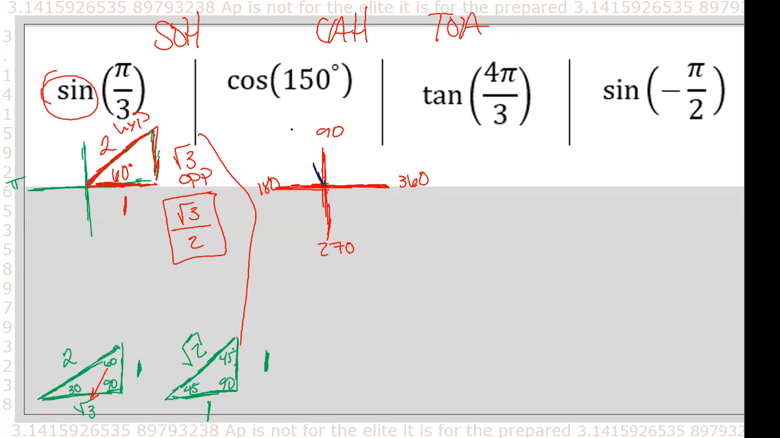So we have this right here. This is 150, right? From here to here is 150. Keep in mind, this is 180. So our reference angle right here is the difference between 180 and 150. So this right here is 30 degrees.